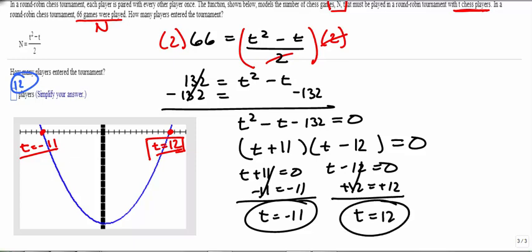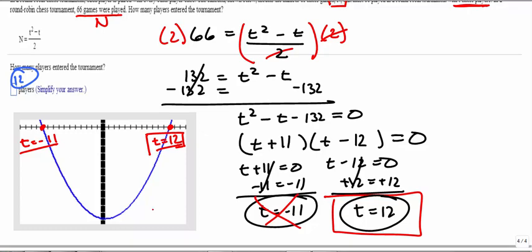However, negative players don't make sense. So I have 12 players showing up, and if I have 12 players showing up playing in a round-robin chess tournament, 66 games will be played. And so that allows you to kind of prepare in advance, I guess, for how much time that will take. So graphing helps a lot. Now, not all of our problems can be solved with graphing, but when we can, it's a really good idea to graph these types of problems.